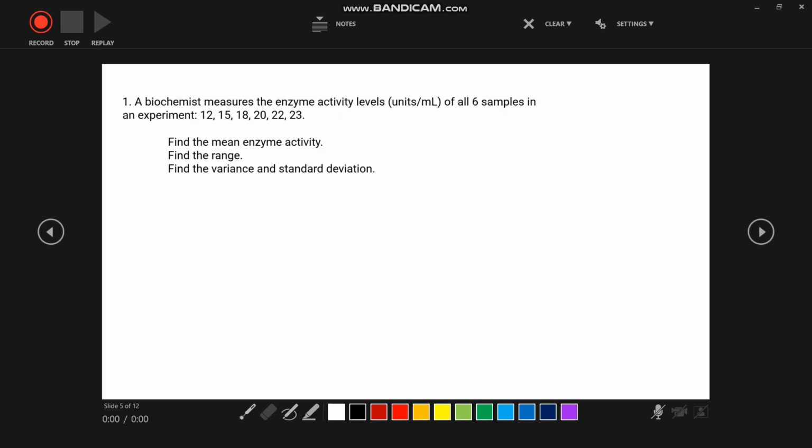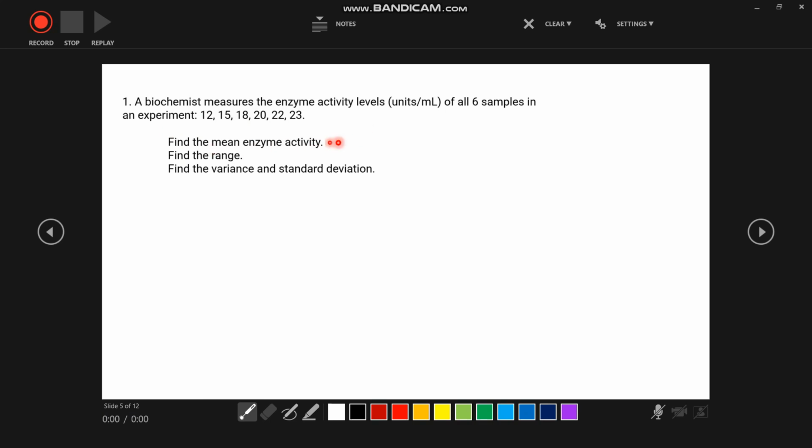So let's take this example. A biochemist measures the enzyme activity levels of all six samples in an experiment, and the six samples are 12, 15, 18, 20, 22, 23.